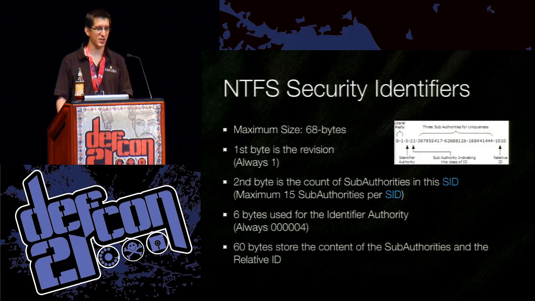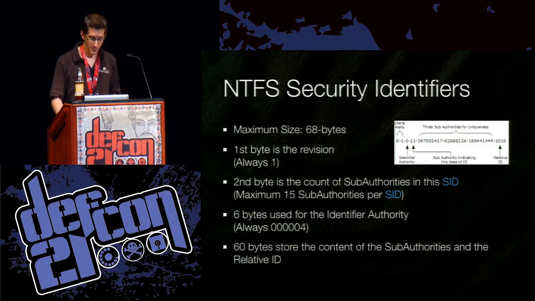There's too much about that to go into great depth in this talk, but for our purposes, we can just say that the value will always be 4. And finally, the last 60 bytes store the contents of all the sub-authorities.